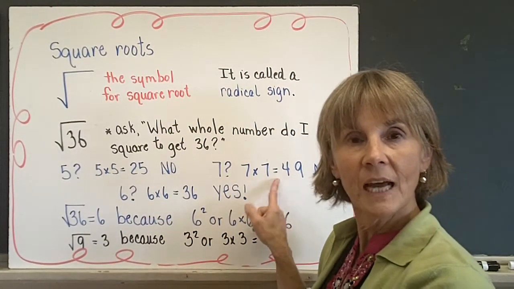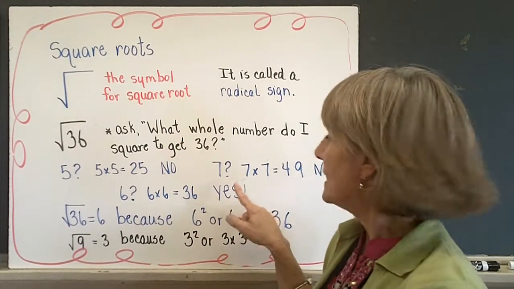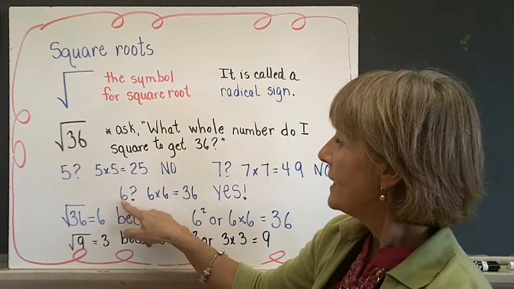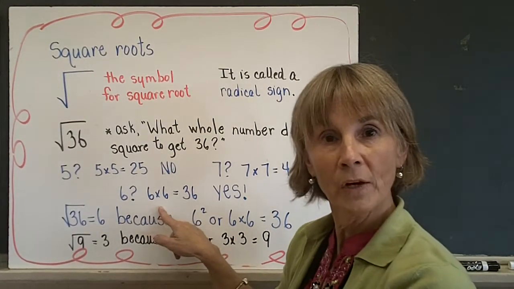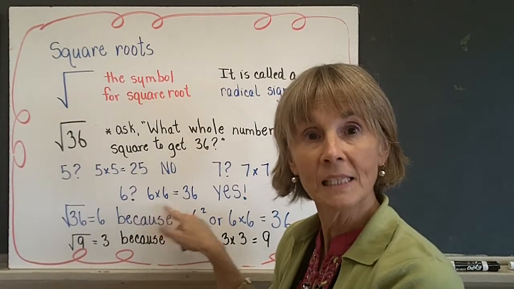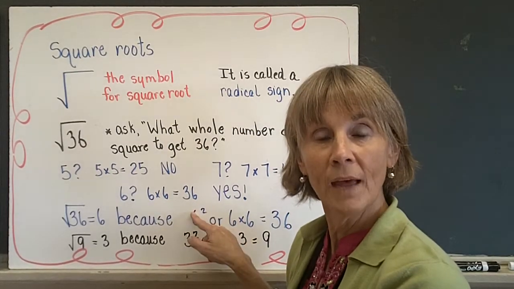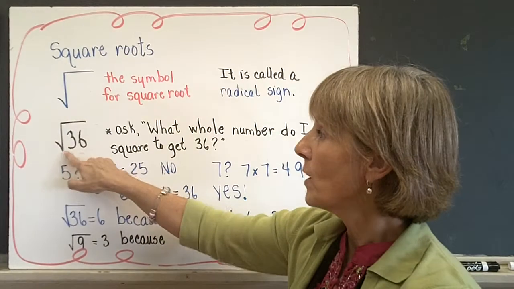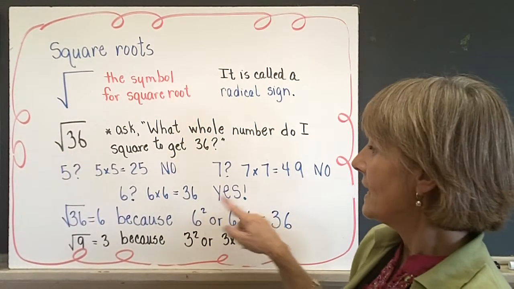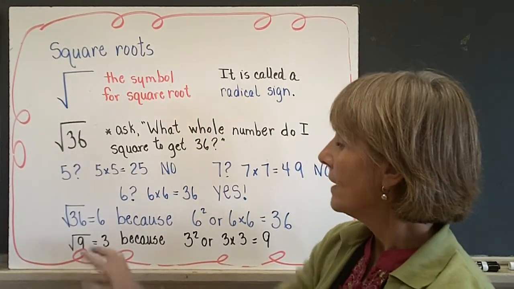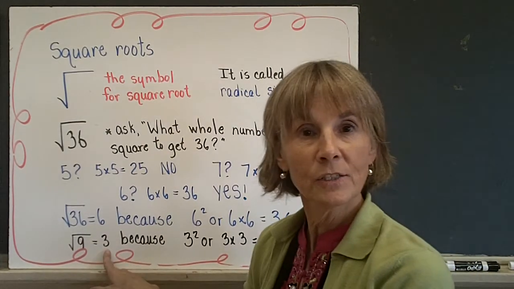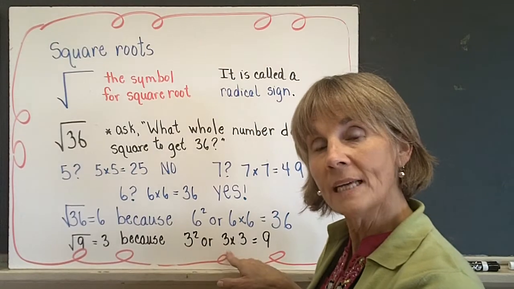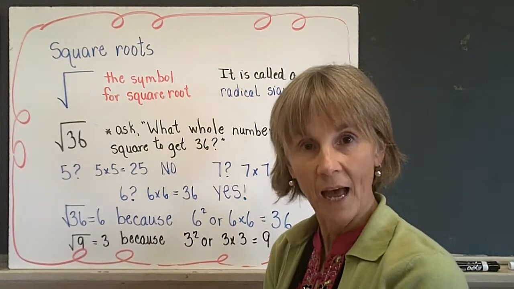7. 7 times 7 is 49. Is 7 the square root of 36? No. But 6 is. If we square 6 or multiply 6 by itself, we do get 36. So when we go in the opposite direction, the square root of 36 is 6. The square root of 9 is 3, because 3 squared, or 3 times 3, is equal to 9.